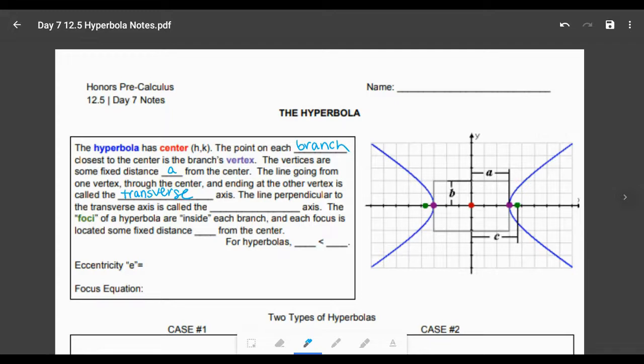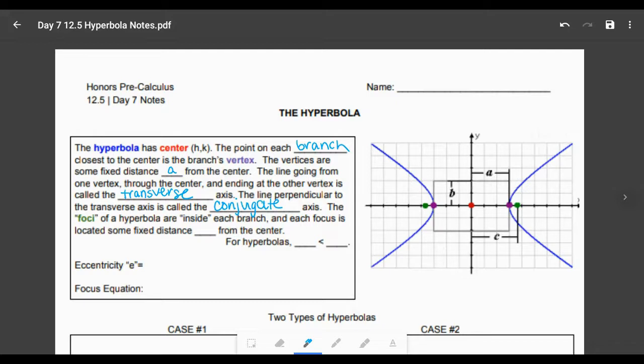And the line perpendicular to the transverse axis is called the conjugate axis. So if you recall from the ellipse lesson, the axes were called the major and minor axes, and now for hyperbolas, we call them the transverse and conjugate axes.